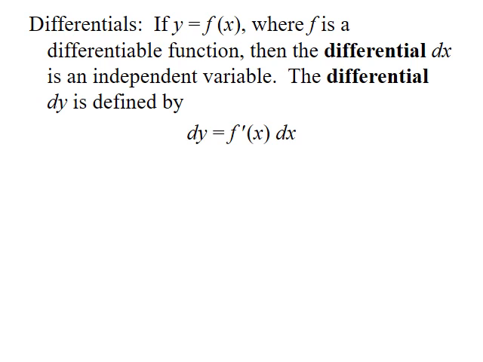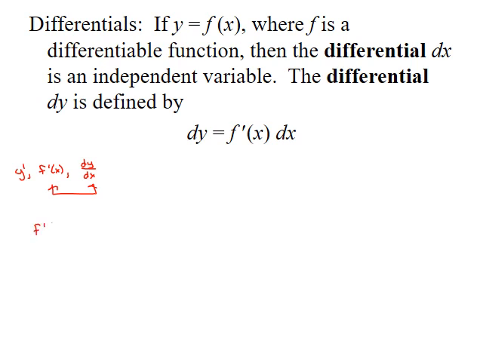So differentials say if y equals f of x, where f is a differentiable function, then we can define the differential dx as the independent variable, and therefore the actual differential dy is defined by dy equals f prime of x dx. Now, where does this formula come from? Well, we actually saw it a little bit earlier. Remember when we talked about that there are 3 different ways that I would define derivatives? Well, let's use the second one.